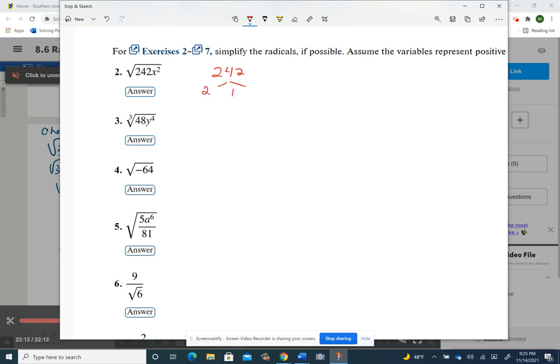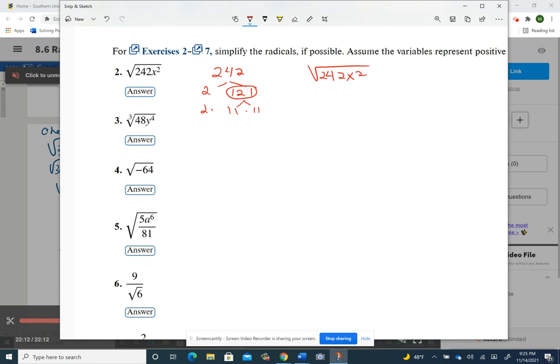down. And when I start off, I notice it's even. So I know it's 2 times 121. And I know 121 is a perfect square. So you could stop there. Or if you prefer going all the way down to the prime factorization, you would have 2 times 11 times 11. All right. So now we're trying to break down the square root of 242x squared.